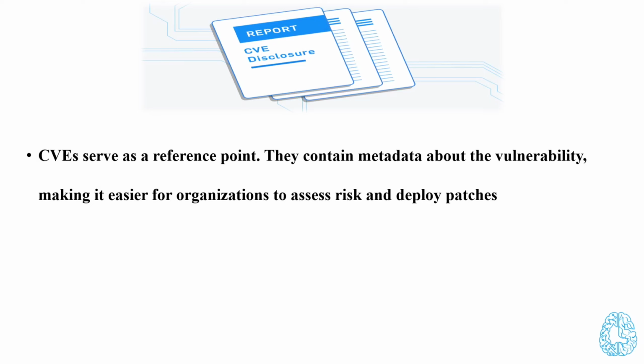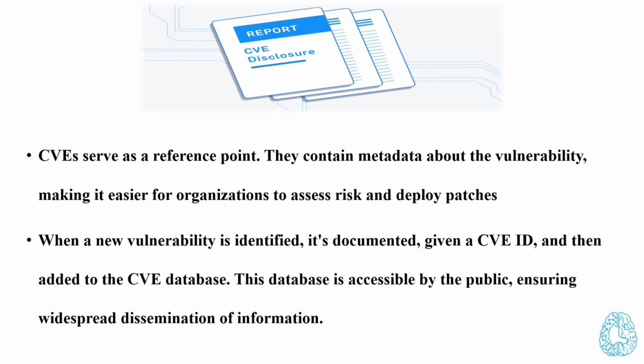Each CVE gives detailed information about a particular threat, allowing organizations to understand how risky it is and how to fix it. Whenever a new vulnerability emerges, it is documented and assigned a unique CVE ID, and then it is added to the CVE database. This database is open to everyone, making the detailed information about the vulnerability publicly accessible.